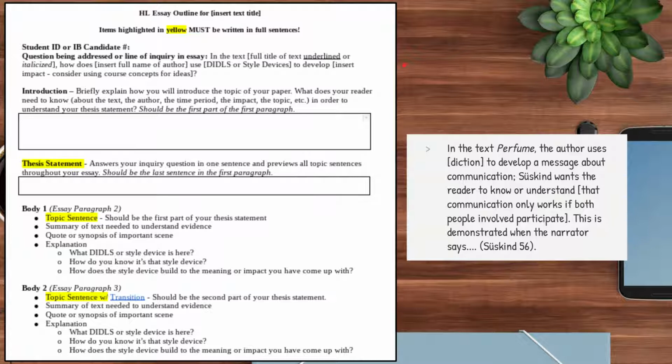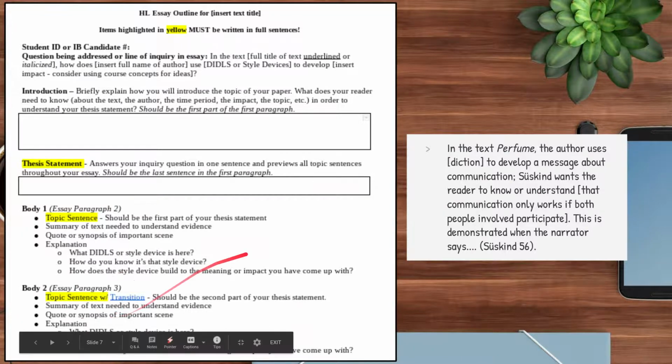Next, I've got this other bullet point from my reading. In the text Perfume, the author uses diction to develop a message about communication. Süskind wants the reader to know or understand that communication only works if both people involved participate. This is demonstrated when blah, blah, blah. And I'm pretending that my quote comes from page 56. I would do the exact same thing that I did before.